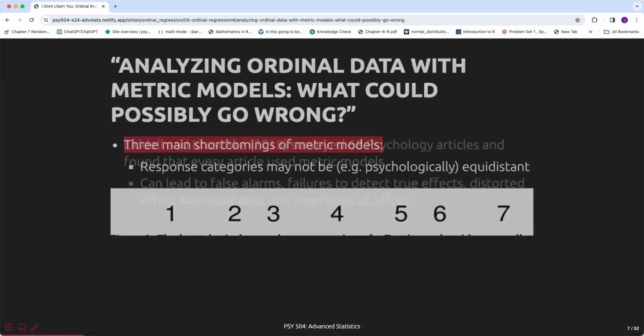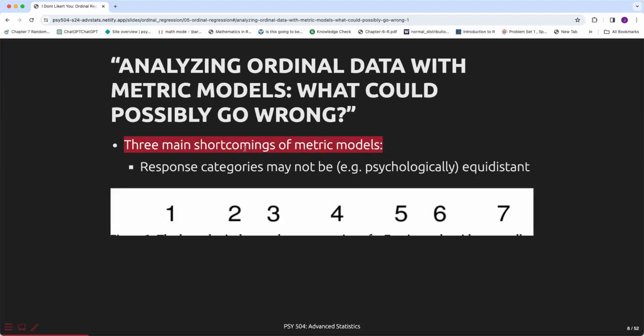The Little and Kreschke article talked about 3 shortcomings of metric models, and Faustine nicely summarized those issues, but I'm just going to re-summarize them. One of the assumptions of metric models is that the intervals between values are equidistant. And with ordered response categories, we can't really make that assumption.